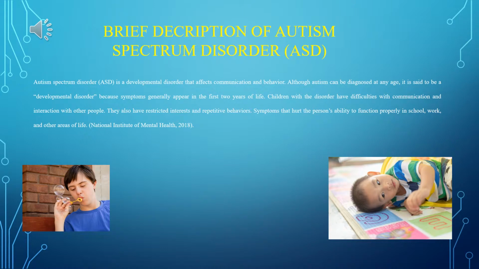Brief description of autism. Autism spectrum disorder, ASD, is a developmental disorder that affects communication and behavior in a child. Although autism can be diagnosed at any age, it is said to be a developmental disorder because symptoms generally appear in the first 2 years of life. Children with this disorder have difficulties with communication and interaction with other people. They also have restricted interests and repetitive behaviors. Symptoms hurt the person's ability to function properly in school, work, and other areas of life.